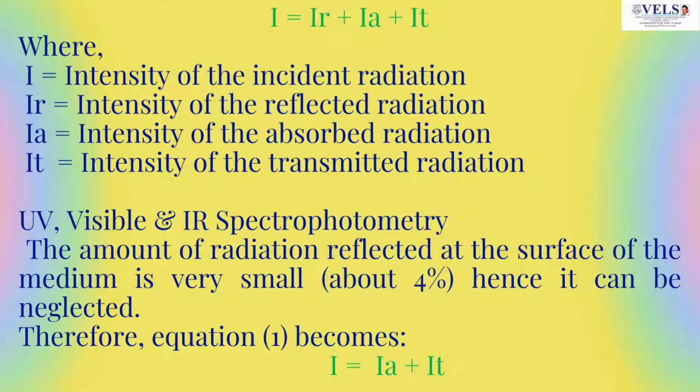In UV visible and IR spectrophotometry, the amount of radiation reflected at the surface of the medium is very small. It is near 4% only, so it can be neglected. Therefore, the equation becomes capital I equals capital IA plus capital IT.